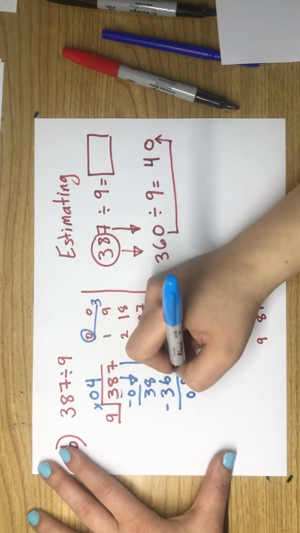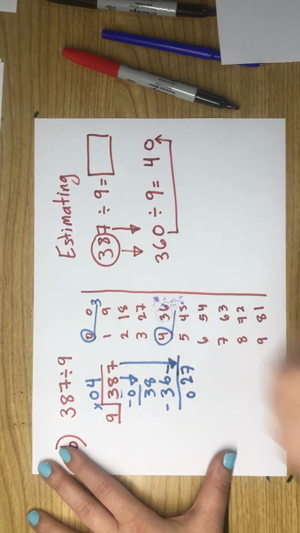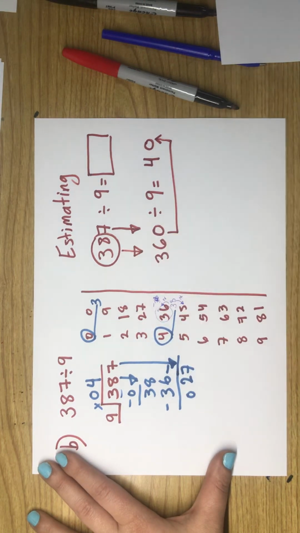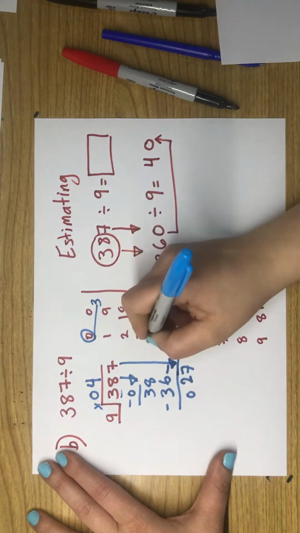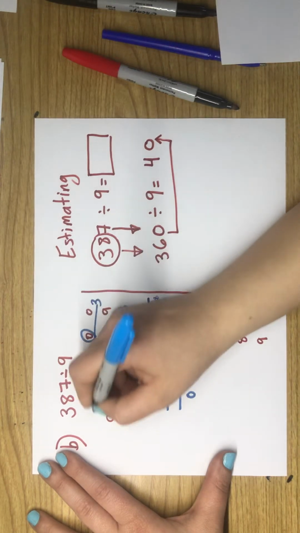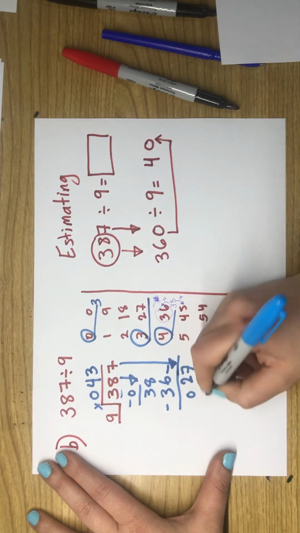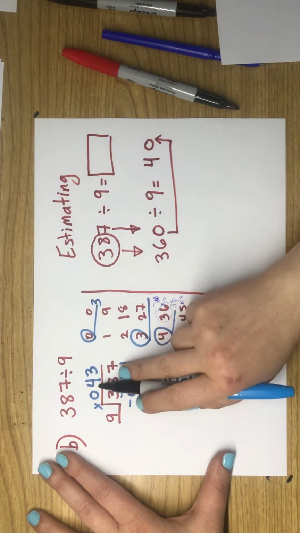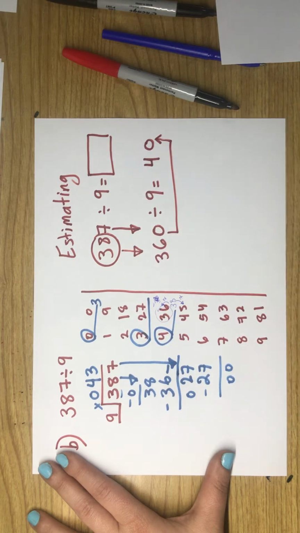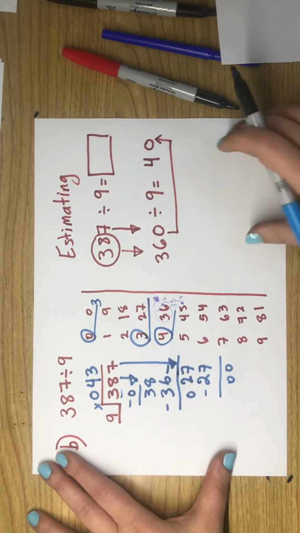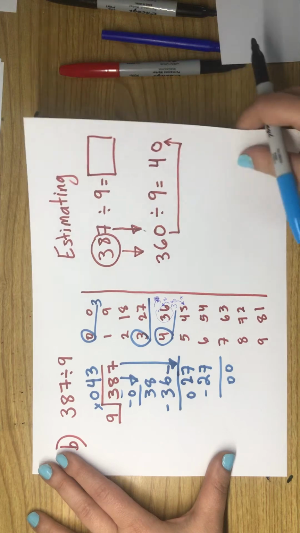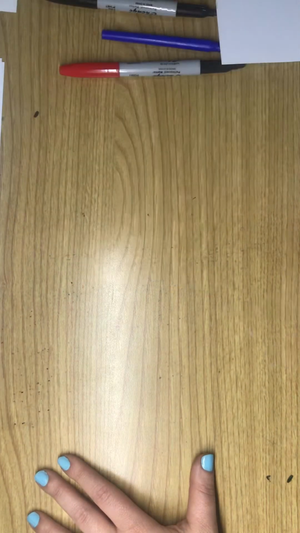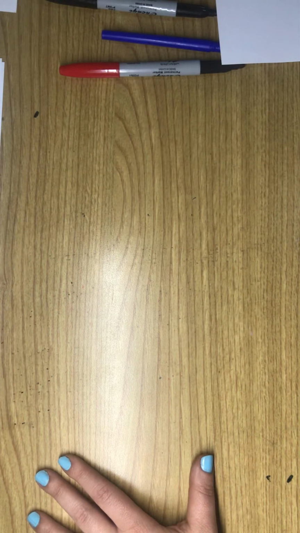Remember, the arrow must not exceed this line, the line of subtraction. Here it's 27. 3 goes up times 9, 27. Subtract, 0. We're done. So 43, it's close enough to 40. Another question? Or that's enough, guys?